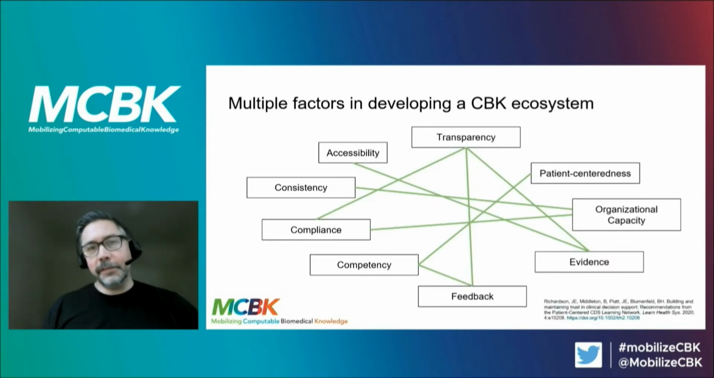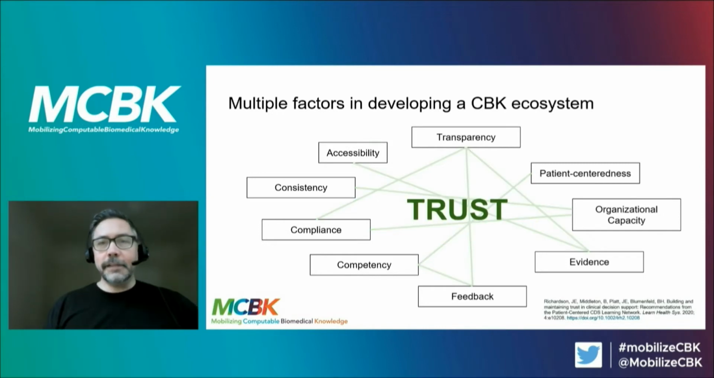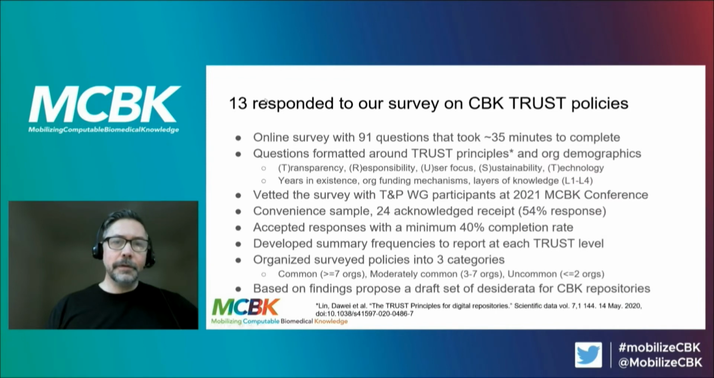For the CBK ecosystem to develop and make knowledge findable, accessible, interoperable, and reusable, trust is a necessary condition. Without trust, the collective endeavor of building and sharing CBK will not succeed. We therefore conducted a survey of a convenient sample of CBK repositories to understand how they may instantiate trust within their policies, procedures, and tools. We primarily organized the online survey questions by Lin et al.'s Trust Principles for Digital Repositories: Transparency, Responsibility, User Focus, Sustainability, and Technology.